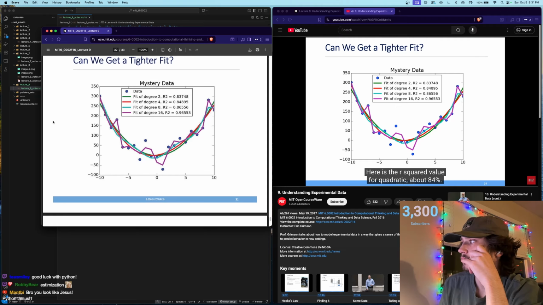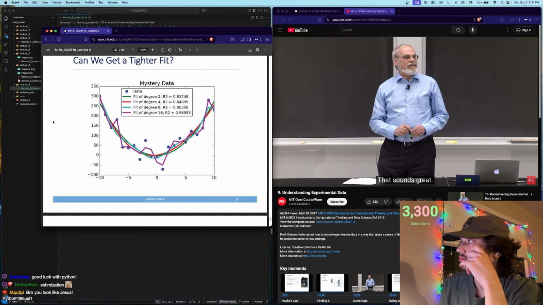There's the R² value for quadratic, about 84%. Degree 4 does a little bit better. A degree 8 does a little bit better, but wow, look at that. Degree 16, a 16th order polynomial, does a really good job. But that curve is so almost weird. It accounts for 97% of the variability in the data. That sounds great.